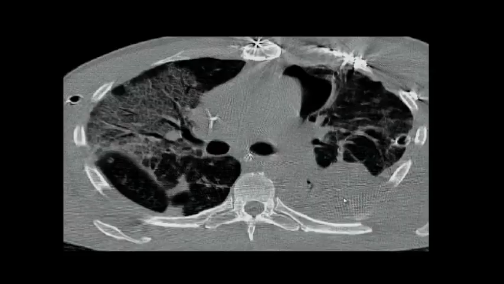So same patient showing you the same thing. Of course, you know, this, what sign is this, Bhavna, still with you? What radiographic feature is this?